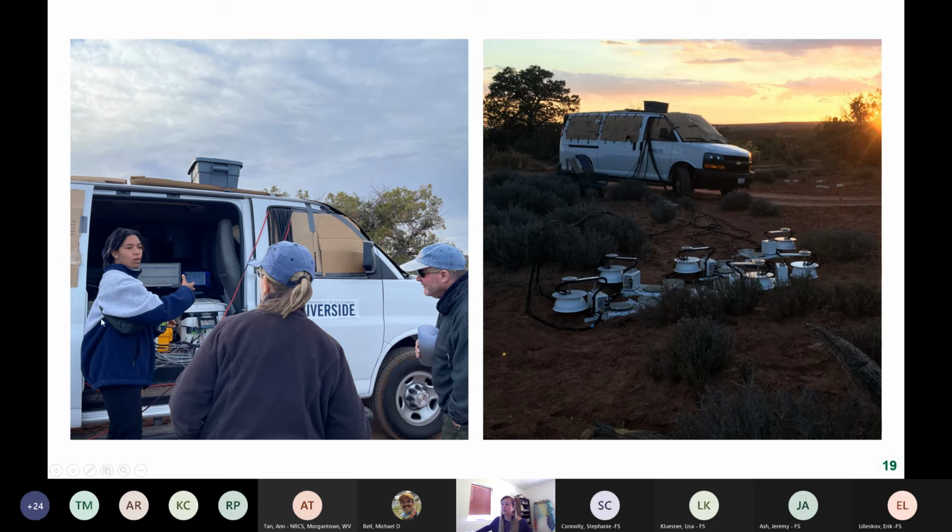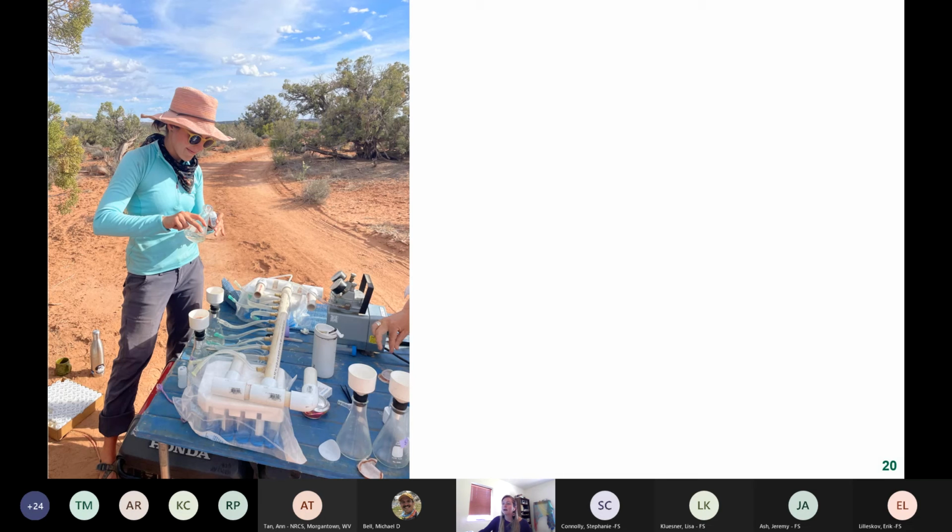Because we were on this dispersed camping road, as you can see in the photo on the left, there was a lot of interfacing and explaining what we were doing in this van covered in cardboard to the public, which was really fun. I've never had the opportunity to do science that is this public. So it was really good to get to talk to folks about what we were doing and why biocrusts matter and why nitrogen deposition is a concern.